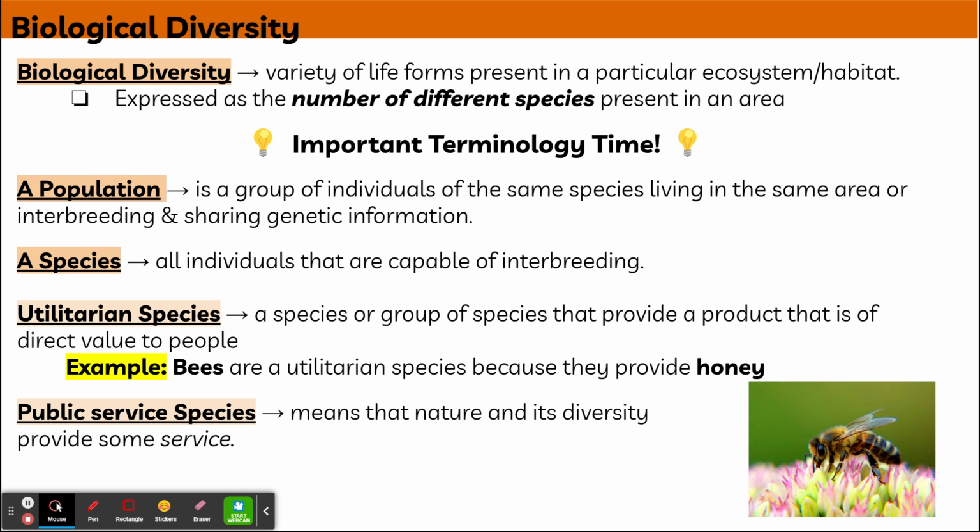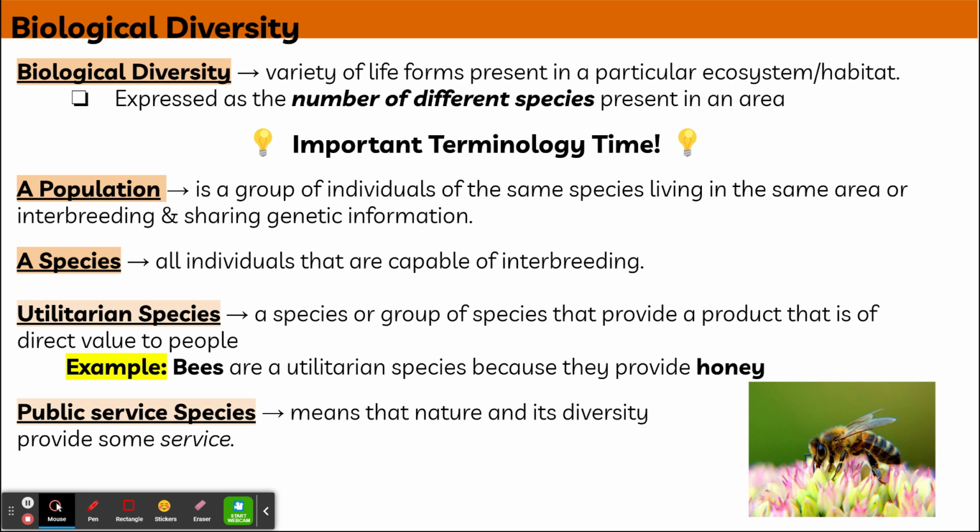And as a reminder, a species is all individuals that are capable of interbreeding and producing viable offspring. So dogs and cats are different species because they cannot breed and make a baby. Horses and donkeys are different species because even though they can make a baby, a mule or a hinny, that mule or hinny is infertile or sterile. They cannot produce their own offspring. So species are defined as all individuals that are capable of producing viable offspring.